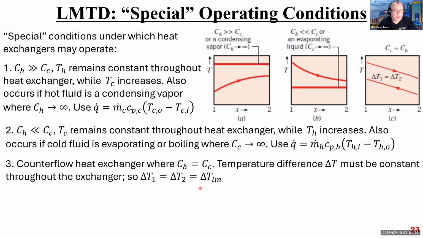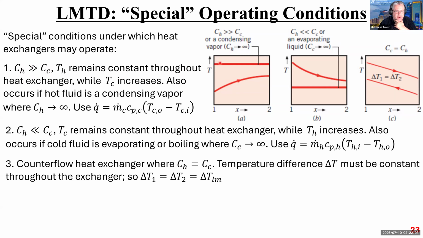Okay. There's a couple of special operating conditions that you need to be aware of because these will mess up your LMTD calculation. You can still use LMTD, but you just have to be aware of what's going on. So the three cases are the situation where the thermal mass of the hot stream is greater than that of the cold stream. And so we see that here, right?